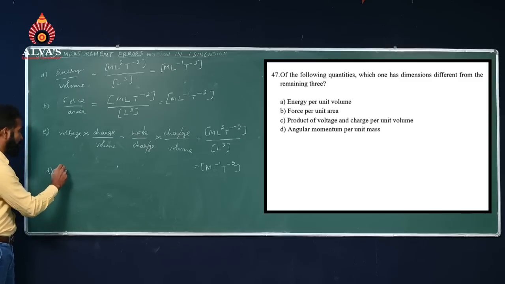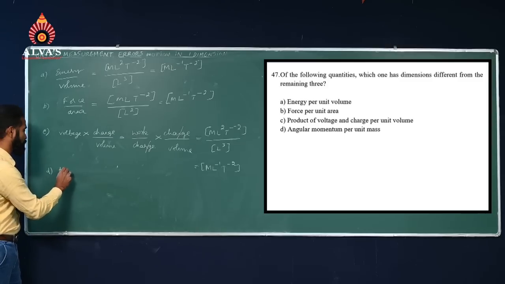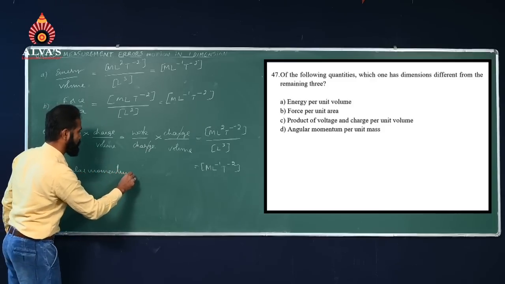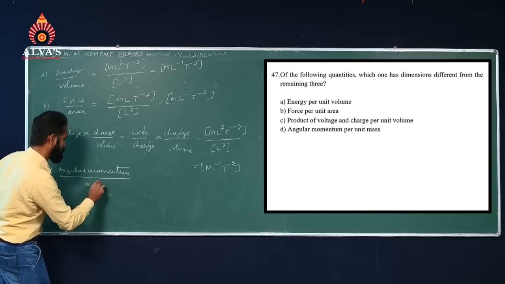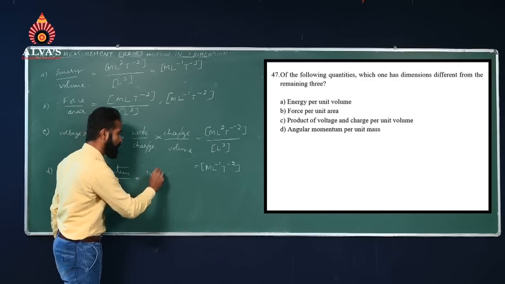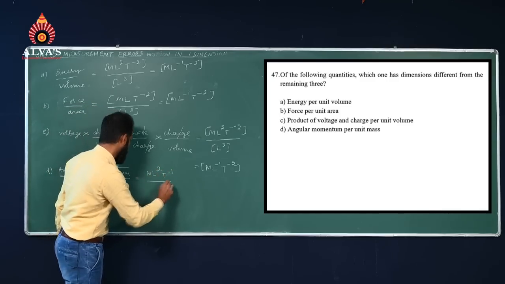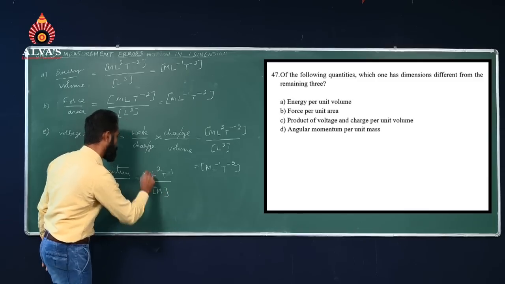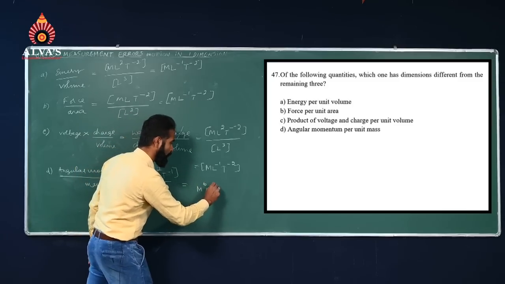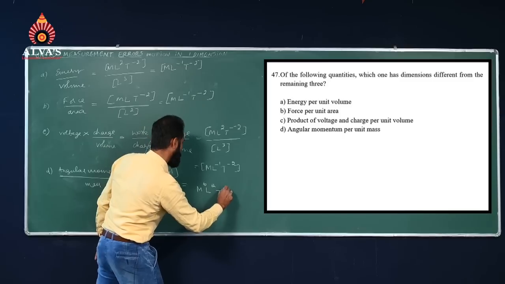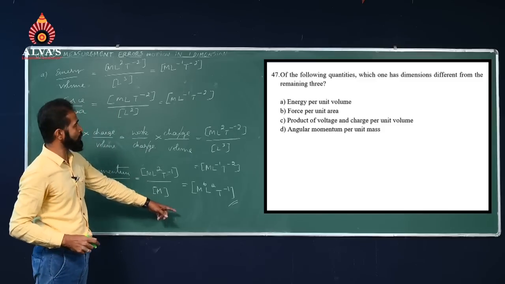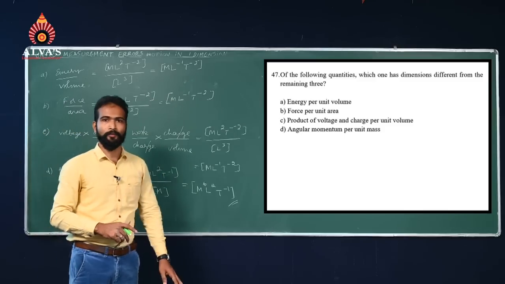The last quantity is given as angular momentum per unit mass. Let us directly substitute the dimensions. Angular momentum has M L^2 T^-1 divided by mass. So this last quantity will have dimensions M^0 L^2 T^-1. This last quantity has a dimension which is different from the other three. So the right option is option D.